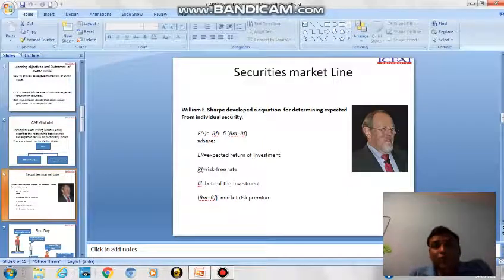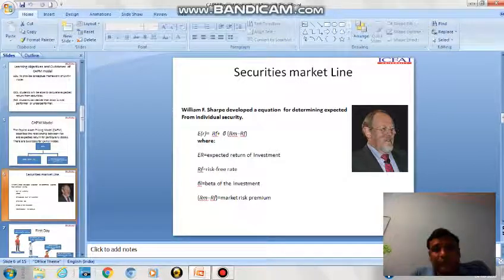The security market line is actually a graphical presentation which shows the relationship between the systematic risk and expected return. This concept is given by William F. Sharpe, and the formula is as below. The security market line is totally based on this formula. The formula is: expected return equals RF plus beta multiplied by (RM minus RF), where the expected return of the investment, RF is the risk-free rate, beta is the beta of the investment, and RM minus RF is the risk premium.